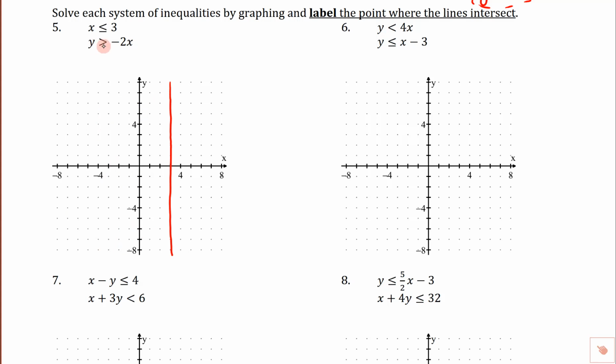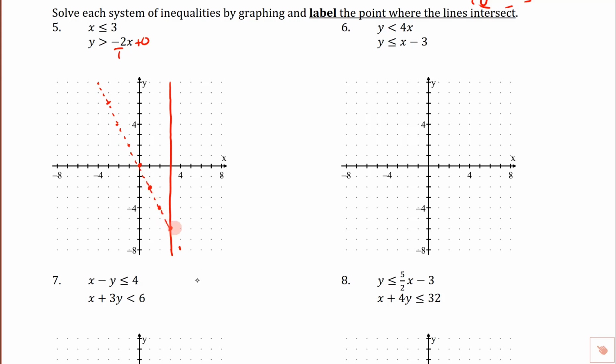And then we've got y is greater than negative 2x. So if I had to, I could put a 0 on here. So that means that's where it crosses the y-axis. So we're going to go down 2 and over 1, down 2 and over 1, down 2 and over 1. So it looks like this. And then I just need to keep in mind, well, what type of line is this? This is a dotted line. So if we do a dotted line, that's going to come down to here, like this.